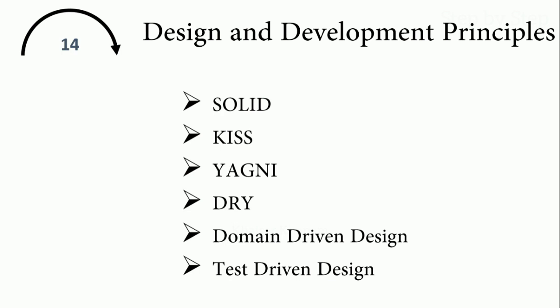And we have KISS, and the full form is keep it simple, stupid. Most people complicate the code so that others, other developers, will not understand what we are writing.